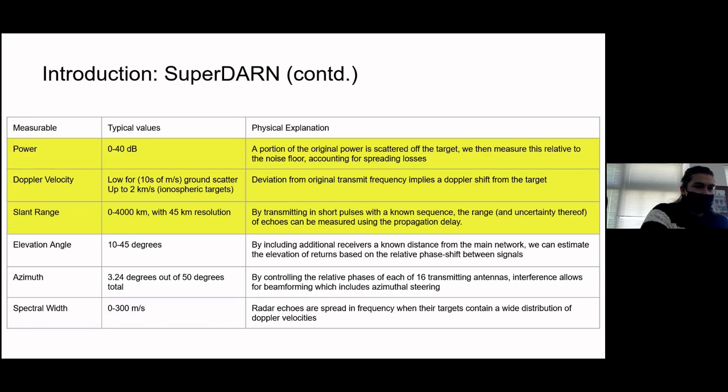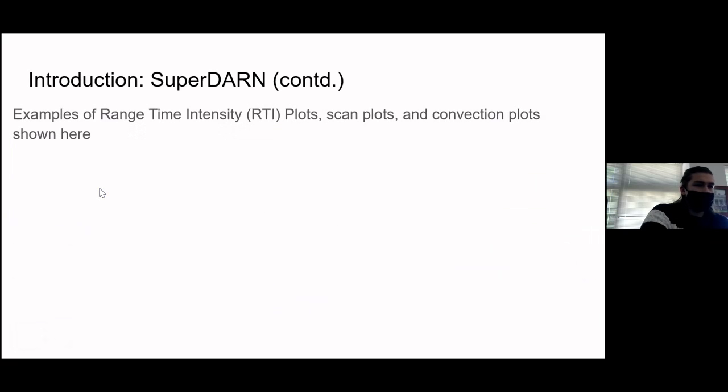And then spectral width, sometimes there's an uncertainty in the frequency. The physical explanation for this would be, if there was a spread in the line of sight velocity of the target, it would spread the width of the Doppler spectrum of the transmission. But again, only really the top 3 of them are focused on for this study.